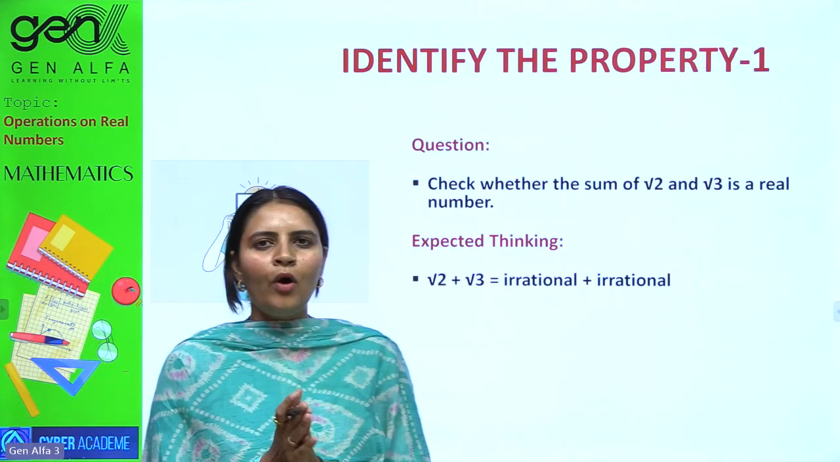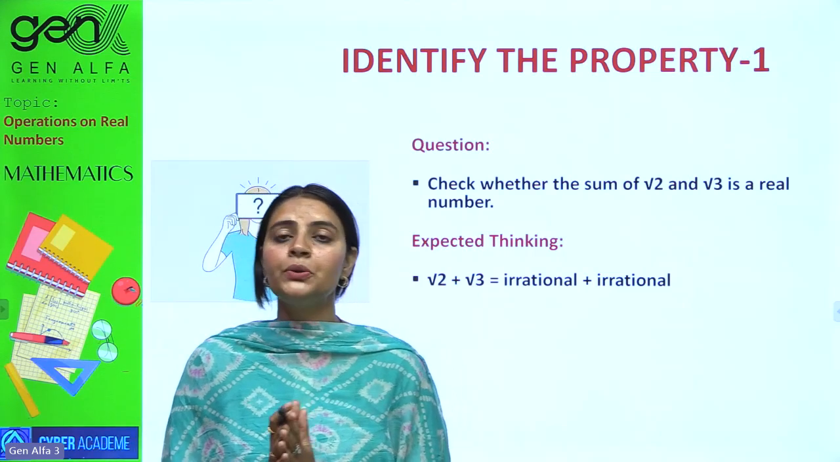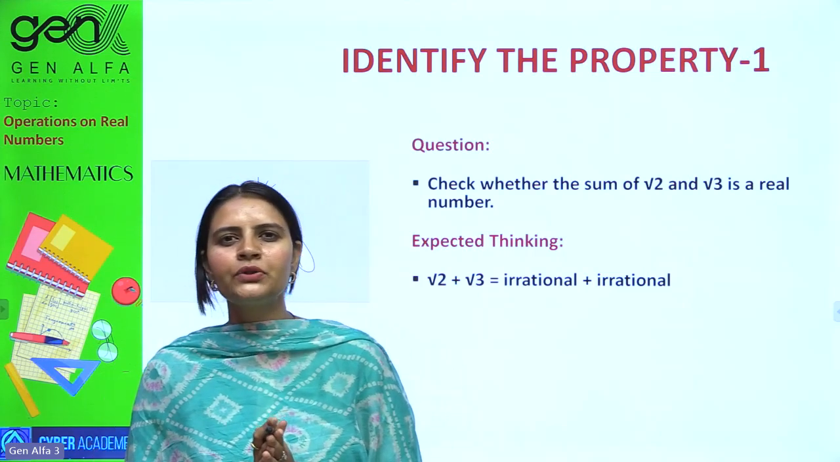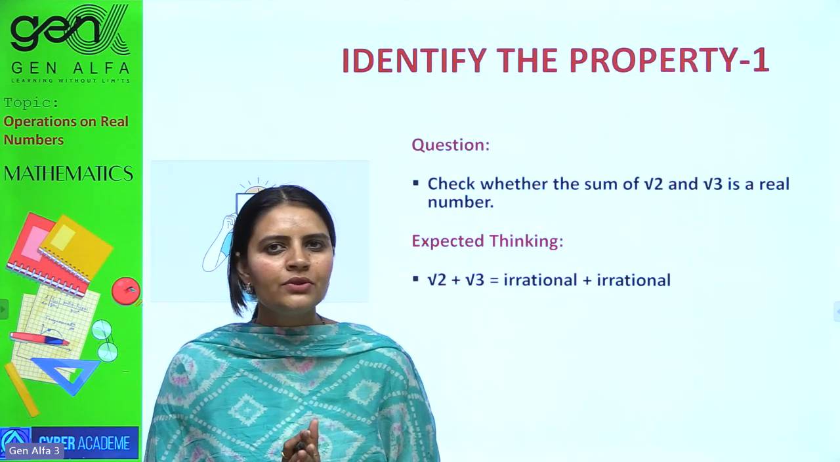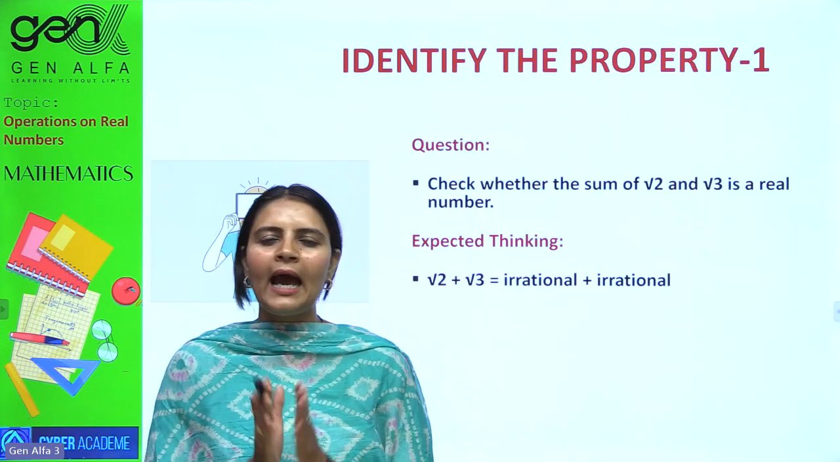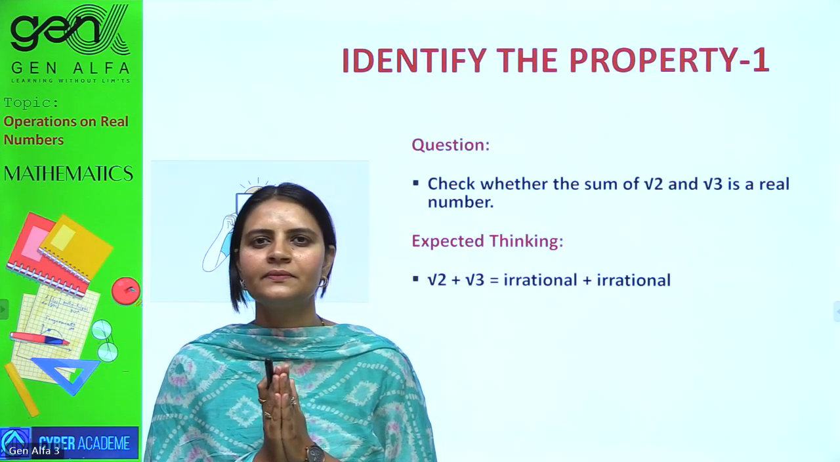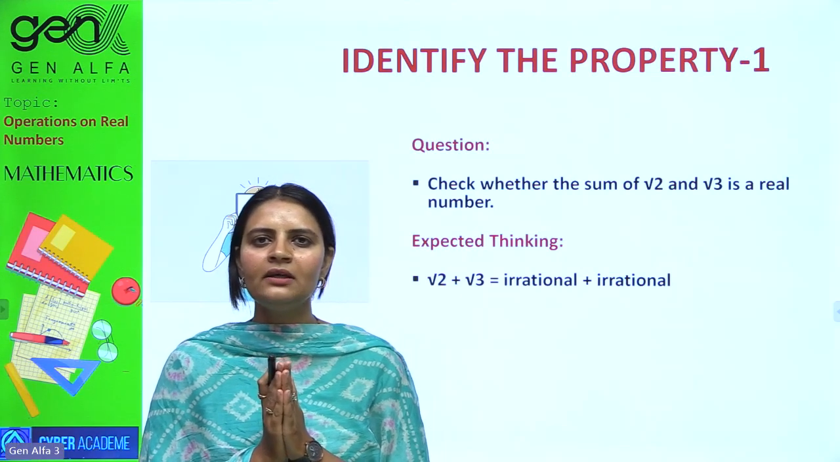Check whether the sum of under root 2 and under root 3 is a real number. What do you think about that? Under root 3 got added to under root 2. These are not like terms. These are different ones. When added up together, will the result be irrational? Think deeper.